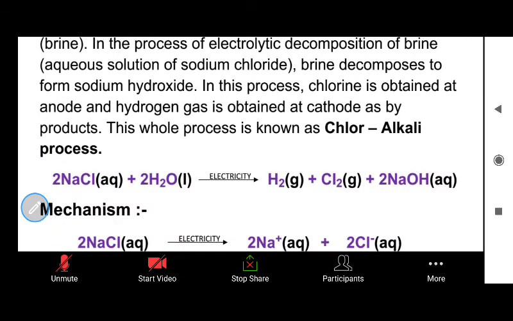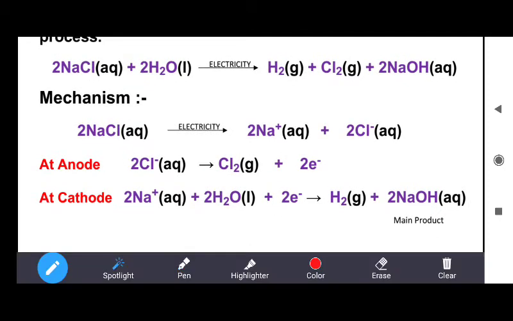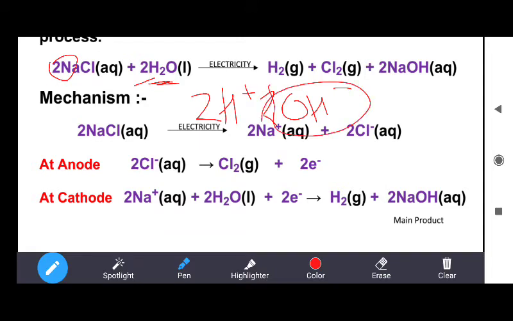The reaction of this process is: when the aqueous solution of sodium chloride undergoes electrolytic decomposition, 2Na reacts with 2OH of H2O, as H2O dissociates into H+ and OH-. When you take 2H2O, then 2H+ and 2OH- will form, and the 2 hydroxide ions react with 2Na+ to form 2NaOH, while 2H+ forms hydrogen gas and 2Cl- forms chlorine gas.